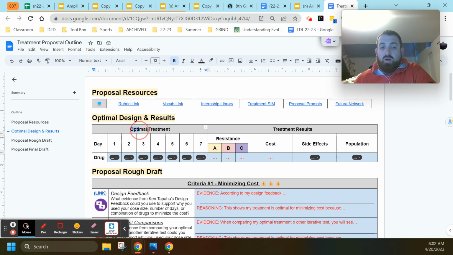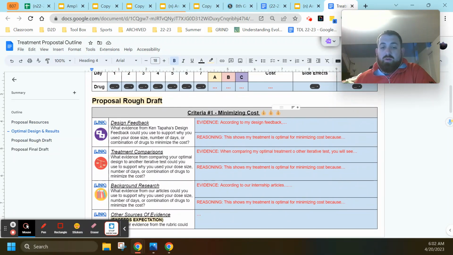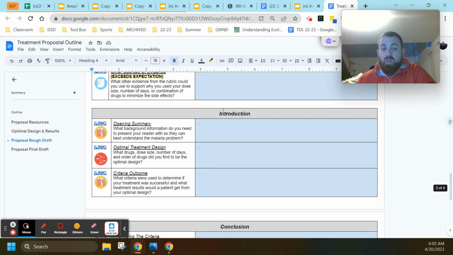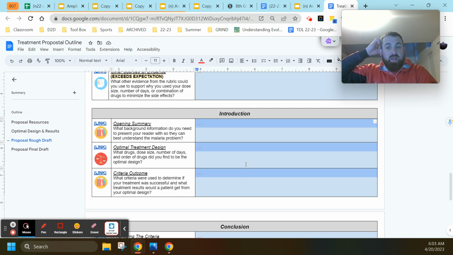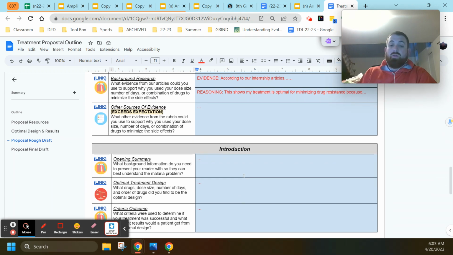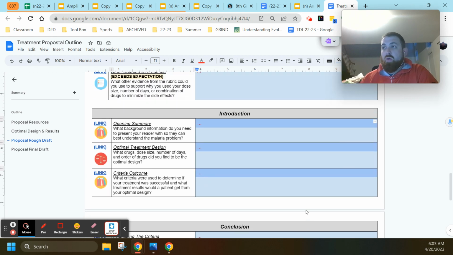Now, we know that our optimal treatment and results here came after tons of iterative testing that you have in your testing log. And the process that you took to get there and the problems that we were looking to solve are really what you're going to be using to introduce and summarize this proposal. So underneath your three criteria, minimizing cost, minimizing side effects, and minimizing resistance, you have your introduction and your conclusion boxes. In here, there are three sets of information that we need to have you explain in your introduction, and three sets of information that you need to use to explain your conclusion. Now, the boxes here are to help you get that information down so that when we put it all together, you know what you need to use.